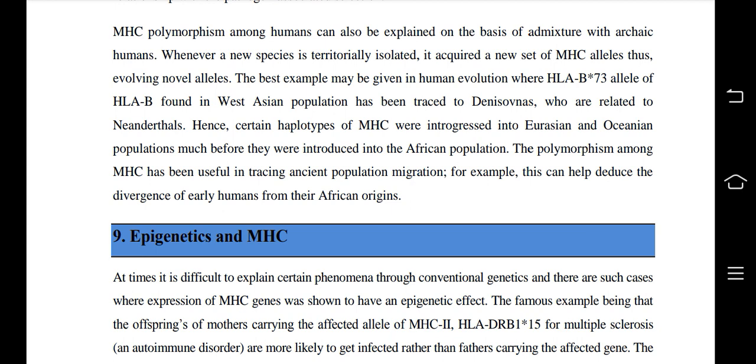The polymorphism among MHC has been useful in tracing ancient population migration. For example, this can help trace the divergence of early humans from their African origins.